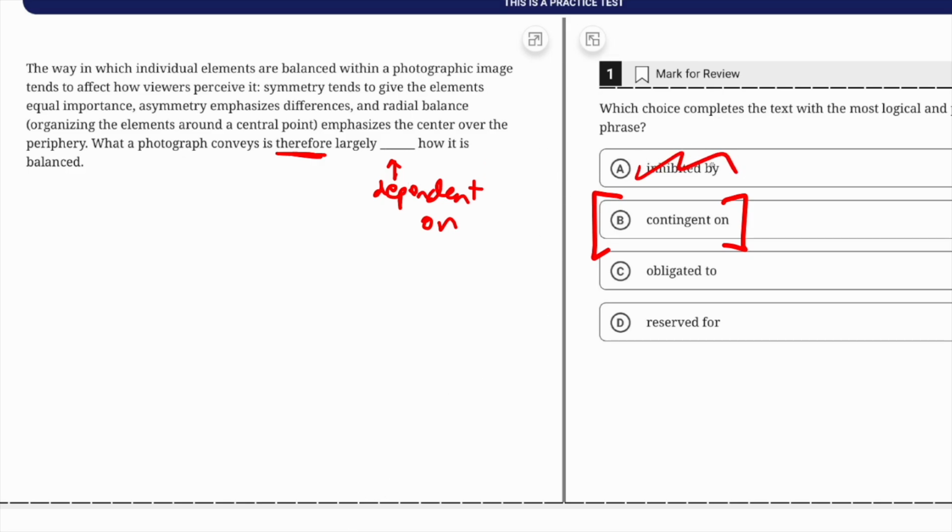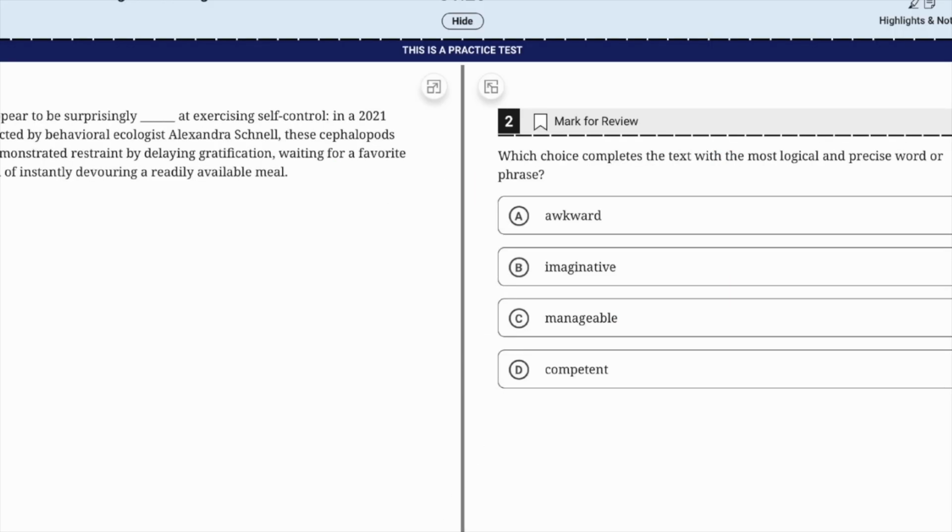Inhibited by means that something else gets in the way of it. Obligated to, if you're obligated to do something, you're kind of required to do it. You have to do it. And reserved for, that wouldn't make much sense here.